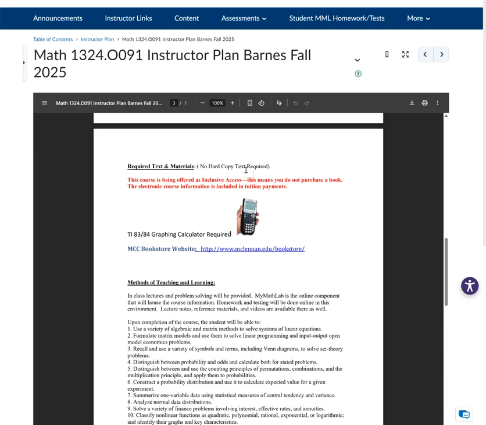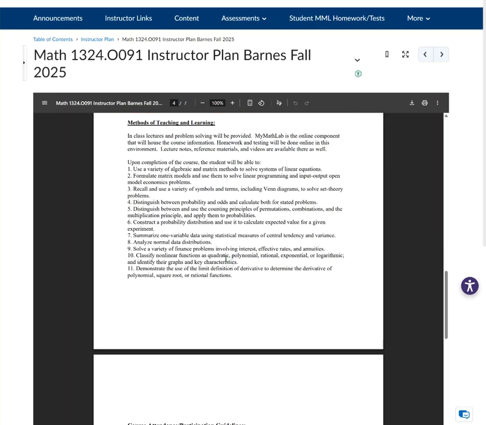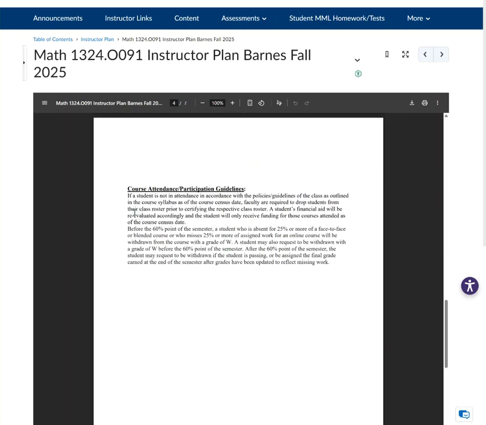So let's go down here. You do not have to have a hard copy of the book. One electronic book was included in tuition, so you don't have to purchase a book separately. You do need a TI 83 or 84 graphing calculator, so you need to have that. Let's go down. You should read some of that.